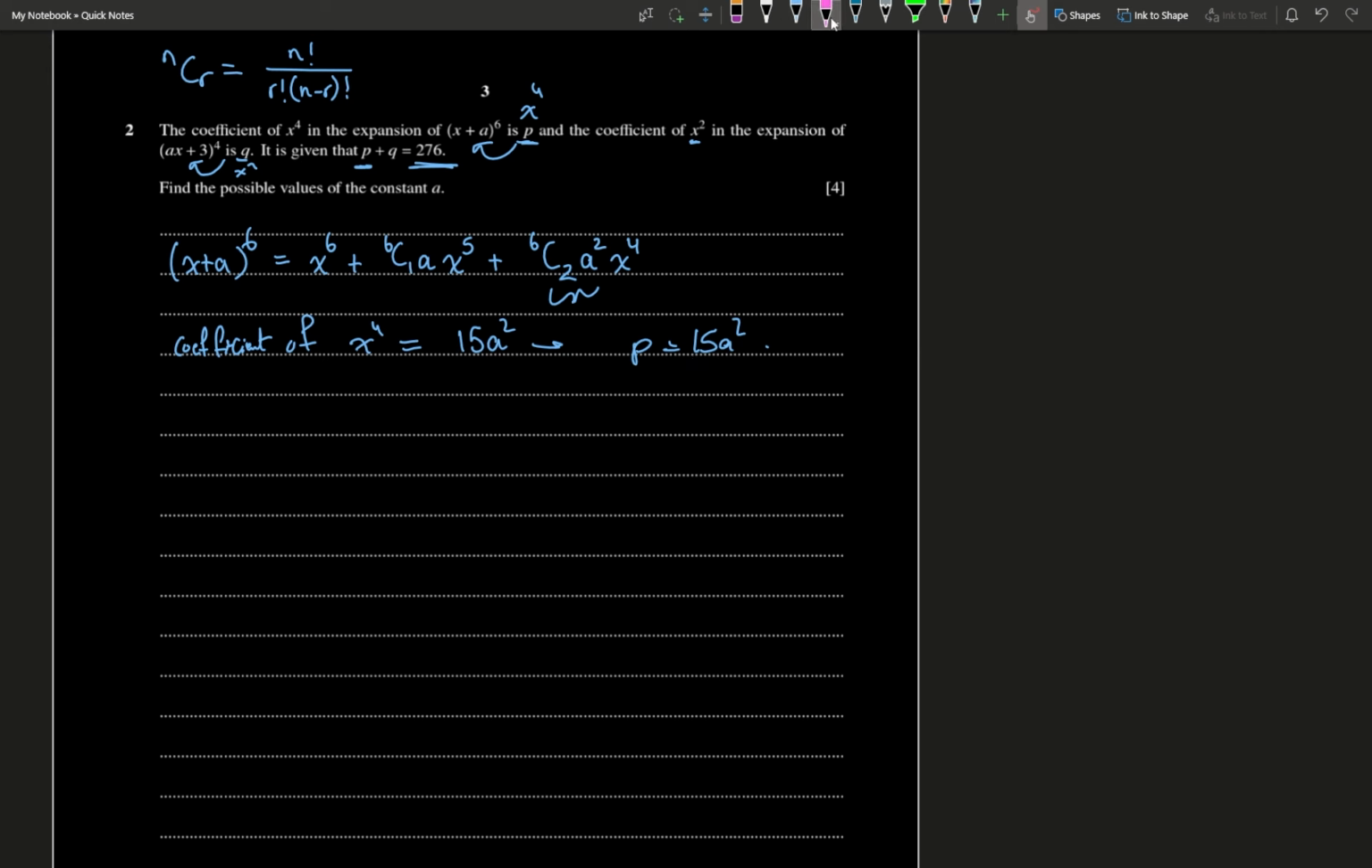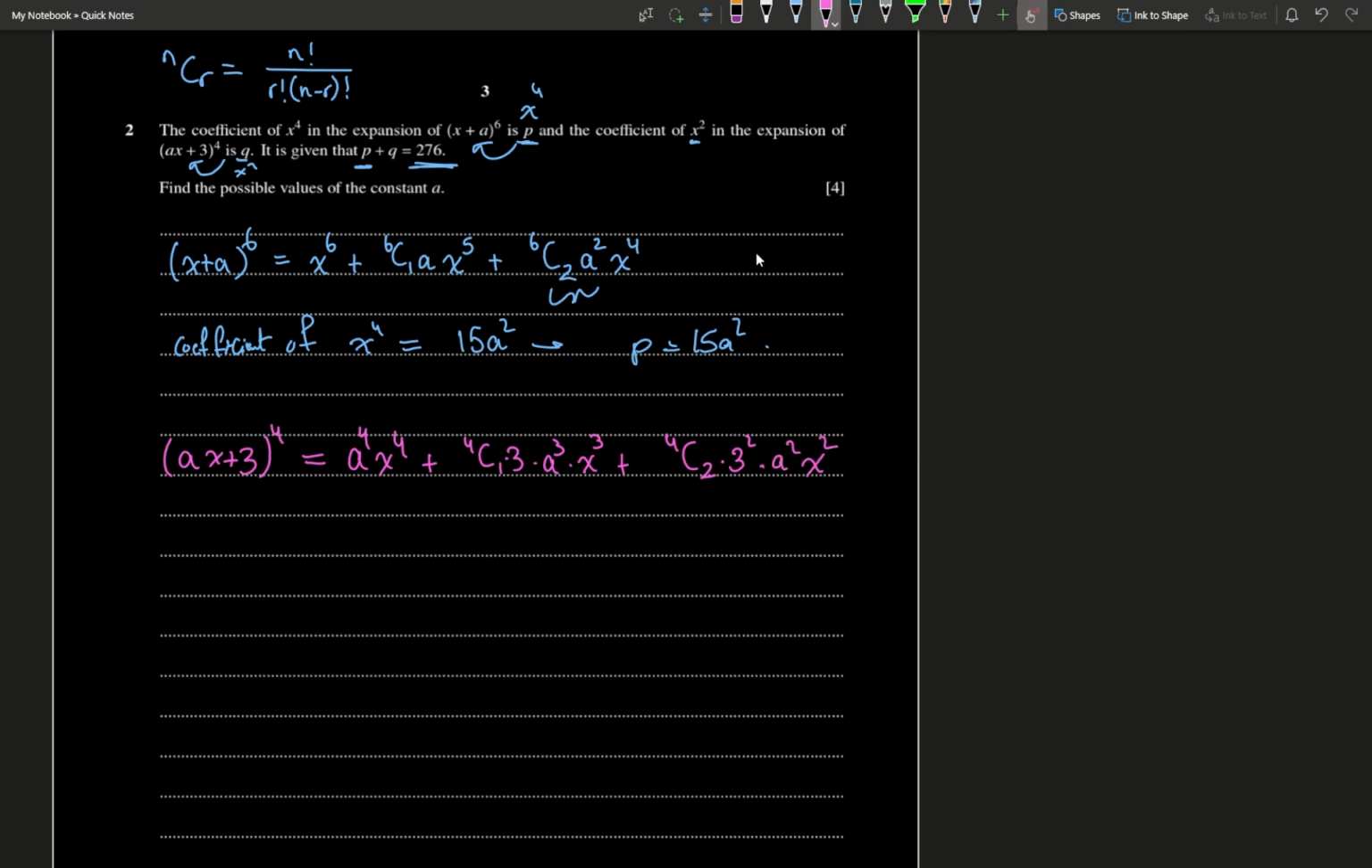Now let's find our coefficient of x squared in this expansion. We write (ax + 3) raised to the power of 4. When you expand, to find the coefficient of x squared, we'll end up with a raised to the power of 4 times x raised to the power of 4 plus 4c1, which is 4, times 3 times a raised to the power of 3 times x raised to the power of 3. After that, finally plus 4c2 times 3 squared times a squared x squared.